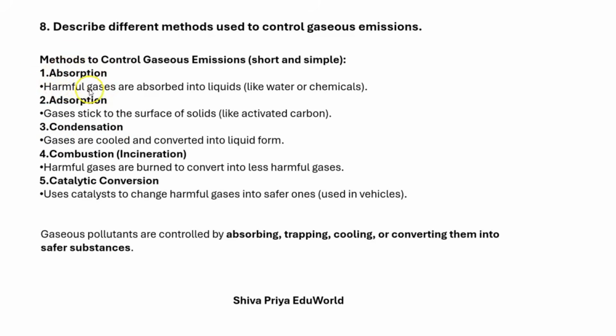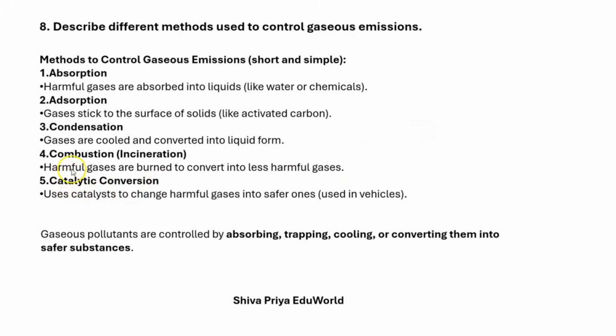Here, absorption means the harmful gases are absorbed into liquids like water or chemicals. This is one method. And the second one is adsorption. The gases stick to the surface of a solid like activated carbon. It will stick to that surface. This is adsorption. And condensation: the gases are cooled and converted into liquid form so that we can easily control the gaseous emissions. And the fourth one is combustion, which means harmful gases are burned to convert them into less harmful gases.